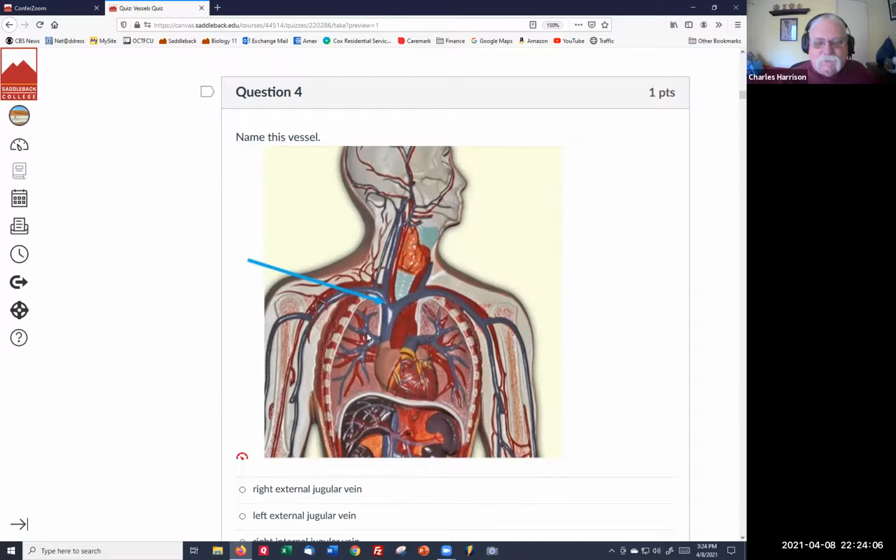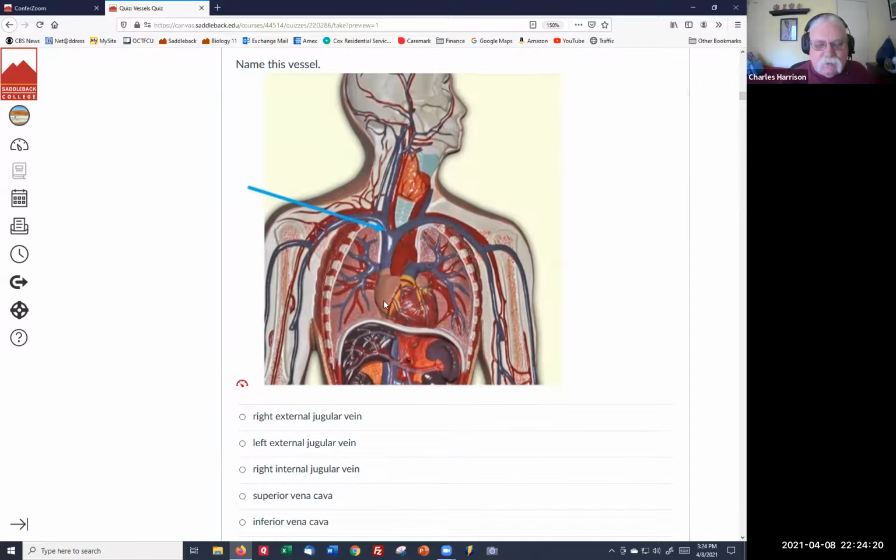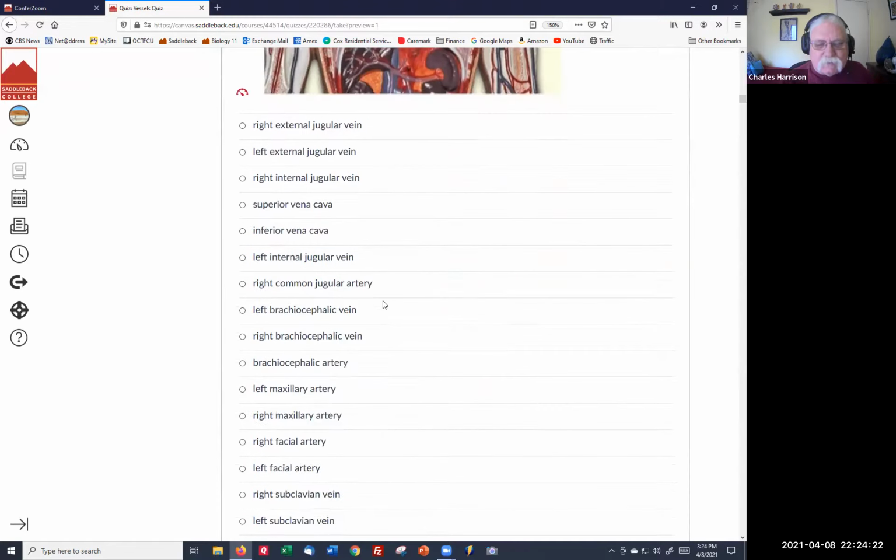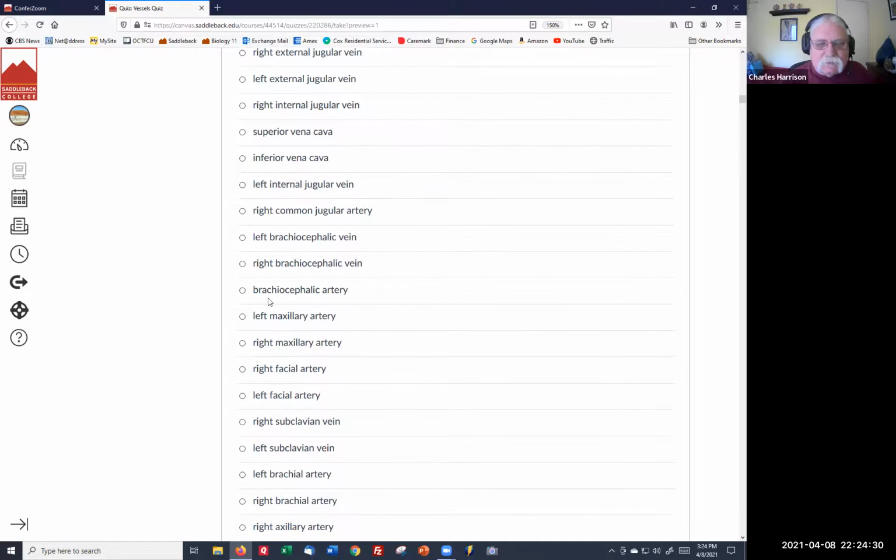Question 4 here. This was the superior vena cava. Now it comes up, and this is a split here. This must be the brachiocephalic, and here's the other brachiocephalic. This happens to be the right one. So I'm looking for right brachiocephalic. Here it is.